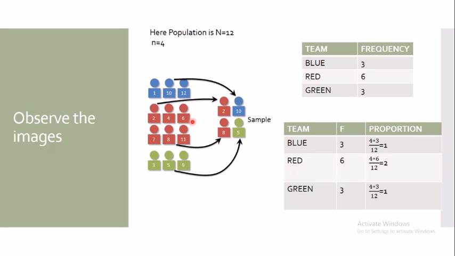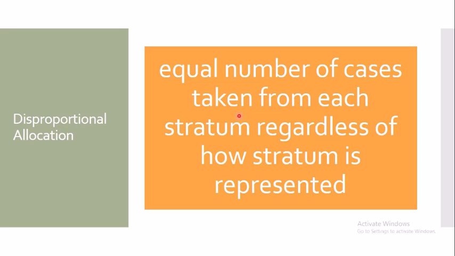Now when you do these two things correctly, you will get a representative sample. Okay, fine. Now we will move on to what is disproportional allocation. Now disproportional allocation is very easy. There is nothing much to think about.